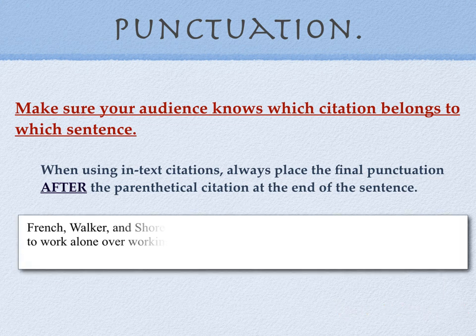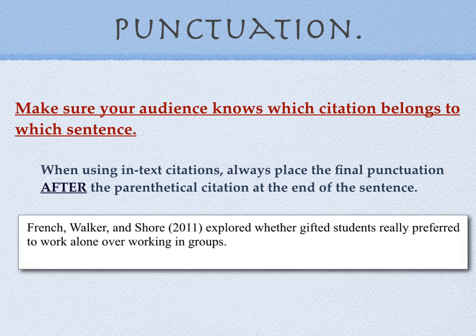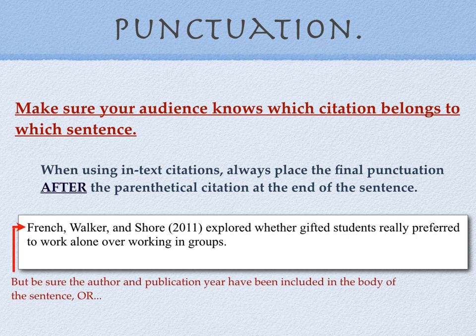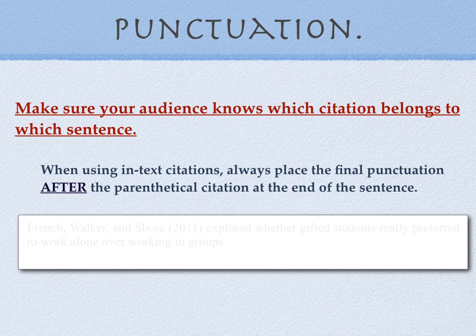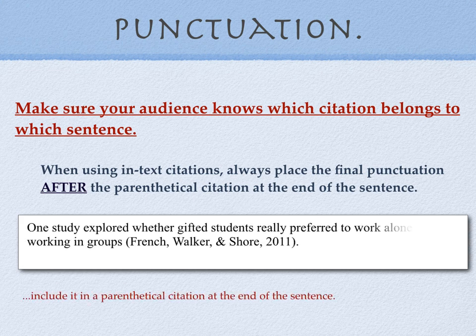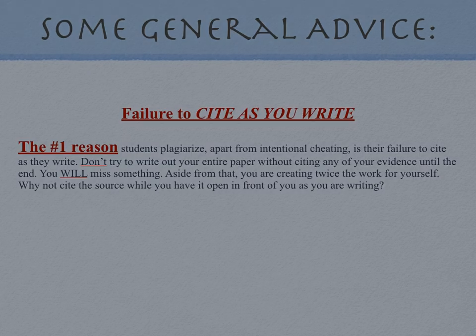And finally, when you're simply making a general statement about your source, you don't need a page number. But be sure you include the author and year as a grammatical part of the sentence, or you could include it in a parenthetical citation at the end of the sentence. But all that information needs to be there.